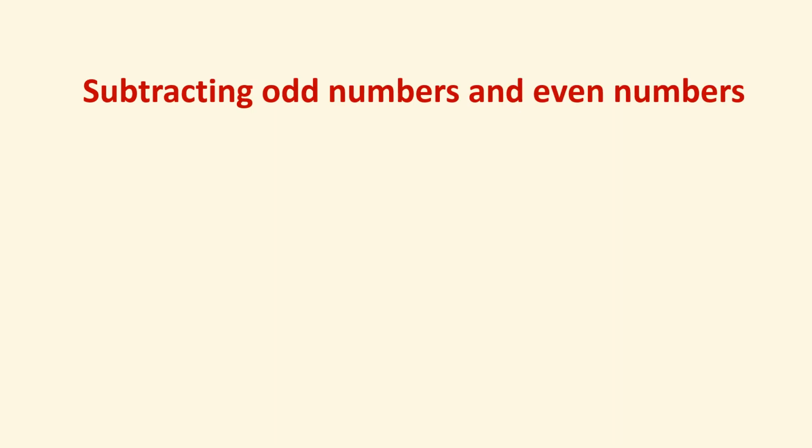Next we are going to subtract odd numbers and even numbers. Now we know about addition. Now we are going to learn about subtraction. We'll go for some examples. 8 minus 6 equals 2. So we know that 8 is an even number, 6 is also an even number, finally 2 is also an even number. Therefore, I can say even number minus even number, the result is also an even number.